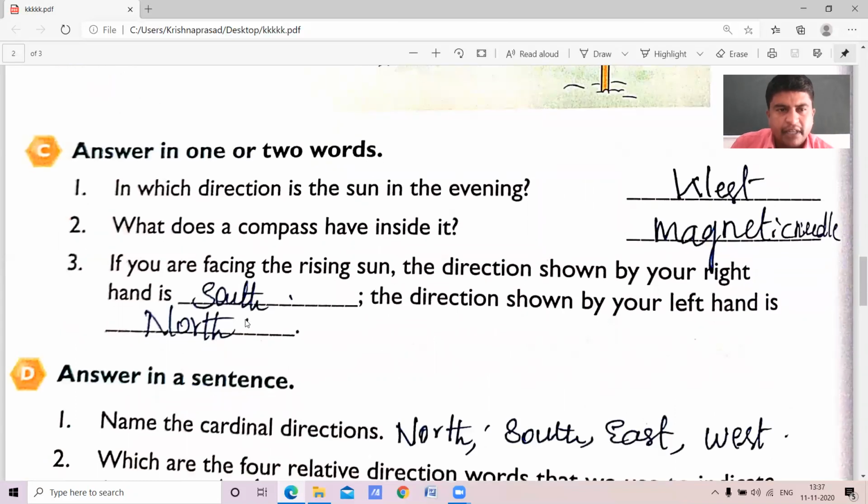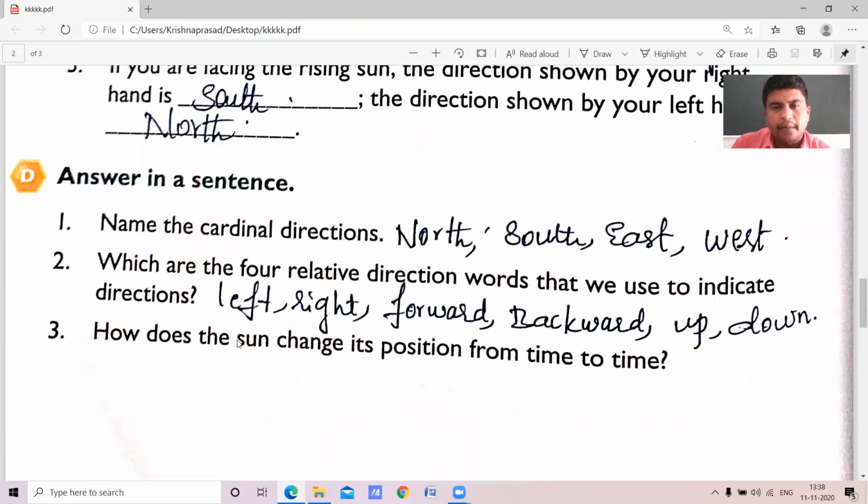Question number three. If you are facing the rising sun, the direction shown by your right hand is called south. The direction shown by your left is called north. Correct answer, no? Answer in one or two words. First question is west. Second question is magnetic needle. Third one, first dash, south. Second one, north.